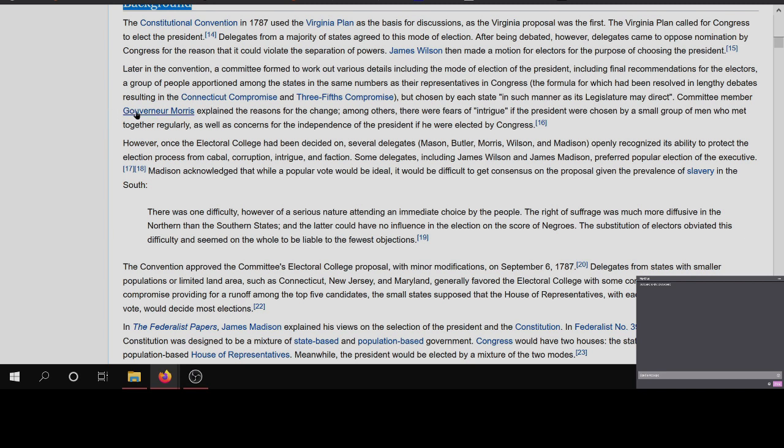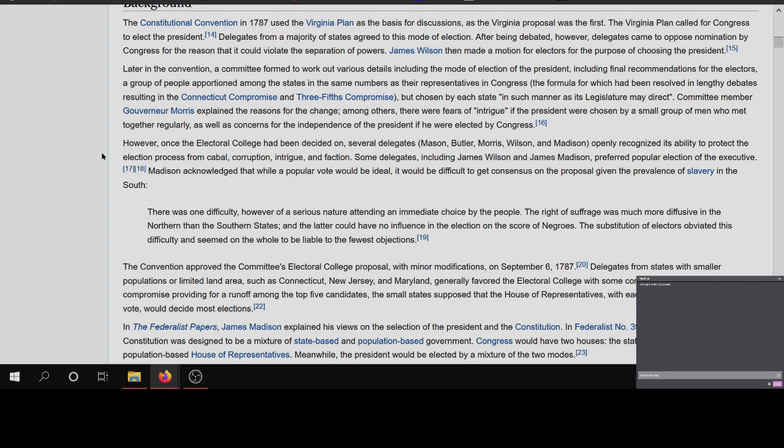Gouverneur Morris explained the reasons for the change. Among others, there were fears of intrigue if the president was chosen by a small group of men who met together regularly, as well as concerns for the independence of the president if elected by Congress. However, once the Electoral College had been decided on, several delegates, Mason, Butler, Morris, Wilson, and Madison, openly recognized its ability to protect the election process from cabal, corruption, intrigue, and faction. So the reasons are actually stated there.